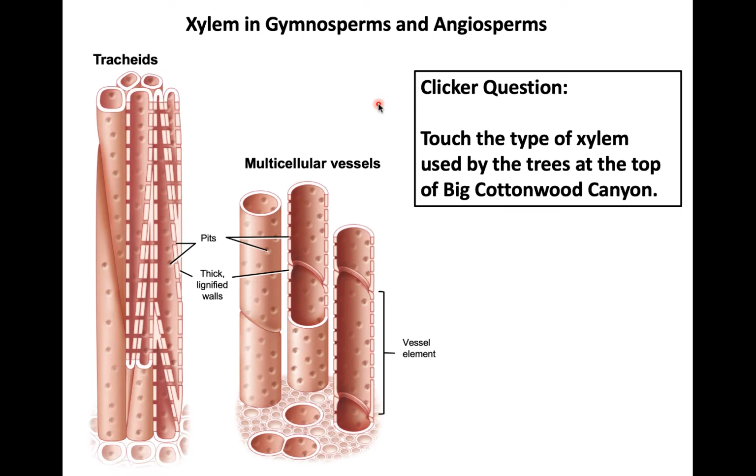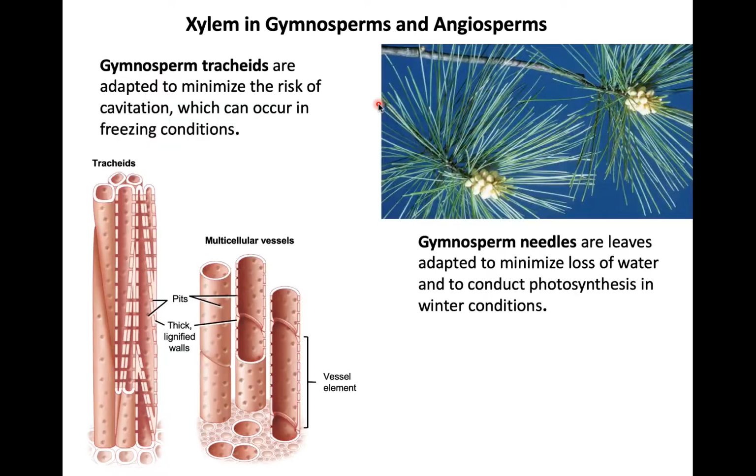If this were an in-person lecture, we would be using clickers to ask you to identify which one of these types of xylem is the one that's used by the trees at the top of Big Cottonwood Canyon. I just told you that it's the gymnosperms that are at the top of the canyon. Those are the conifers, spruces, firs, and pines. So you tell me which one of these is used in those trees. I won't give you the answer, but you can find it out for yourself very easily.